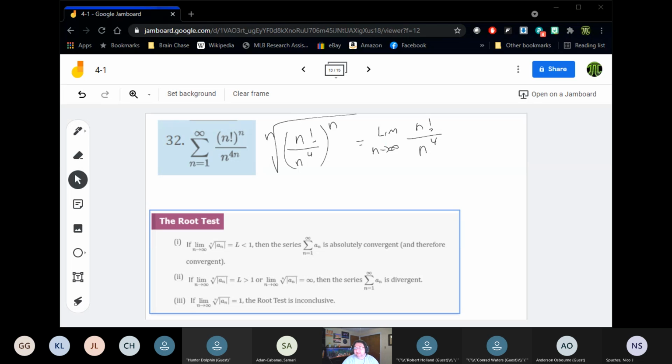Now, if we look at that, the n factorial on top is going to get larger a heck of a lot faster than just n to the fourth down the bottom. So this function, the limit goes to infinity because the top's going to get higher than the bottom. So since it goes to infinity, it's divergent. Any questions with that one?